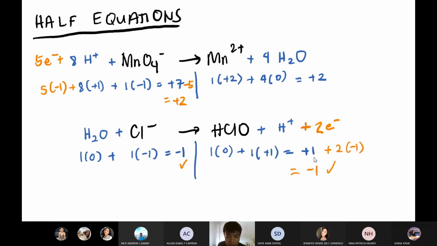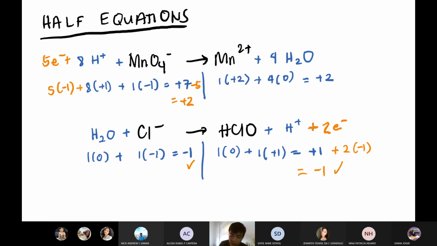Okay? So, yun. Baka ang gawin nyo, isang electron lang lagay ko. Ha? Pag isang electron lang nilagay nyo, 0 yan. Hindi pa rin yan balance, no? Dapat dalawang electrons para negative 1 talaga. Okay? So, yan. So, this is the equation for permanganate to manganese 2+. This is the equation for chloride to hypochlorous. Ayan.